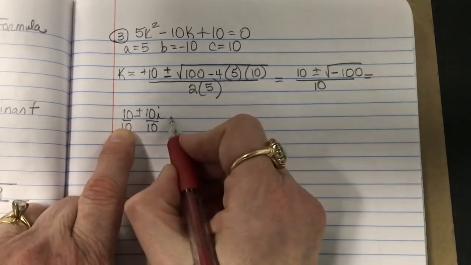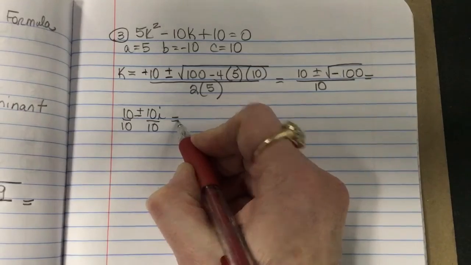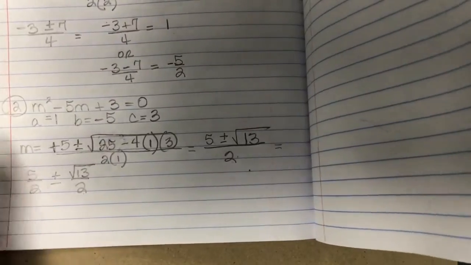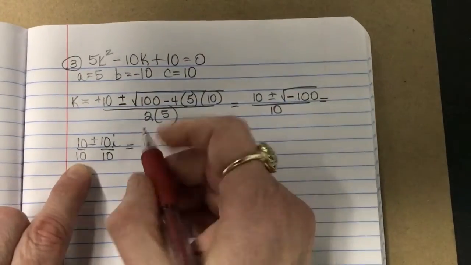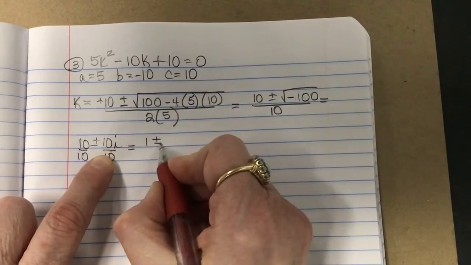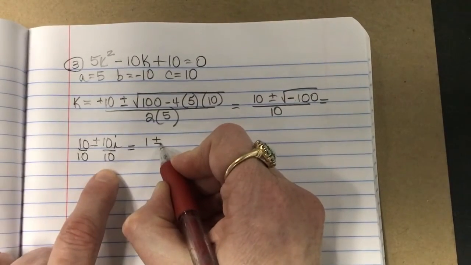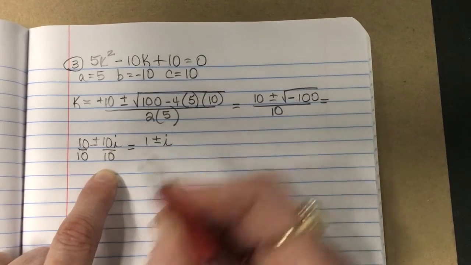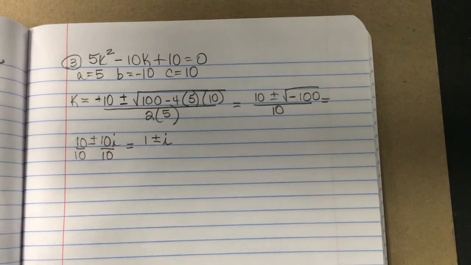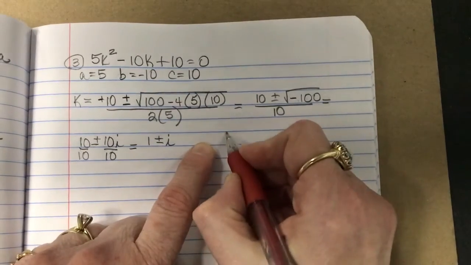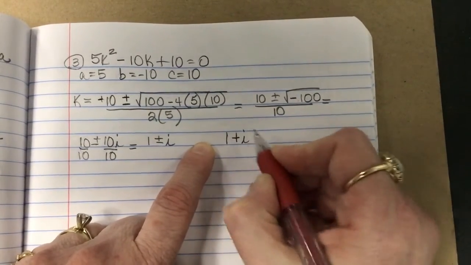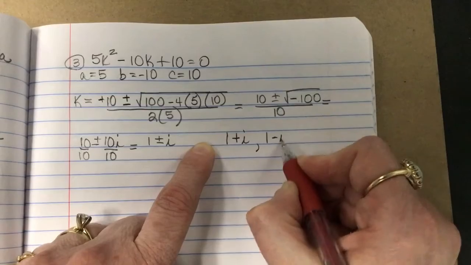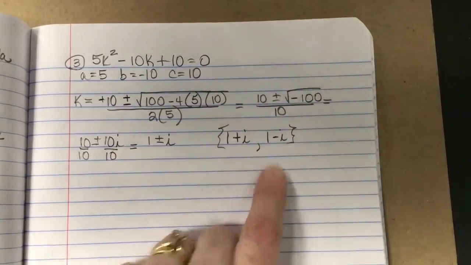Now let's reduce those. That one down there didn't reduce, but this one did. What's 10 over 10? 1. Plus or minus. Now what about 10i over 10? Just i. Now that's in complex form. Look at your two answers: one of them is 1 plus i, and the other one is 1 minus i. That's the way the ACT writes them.